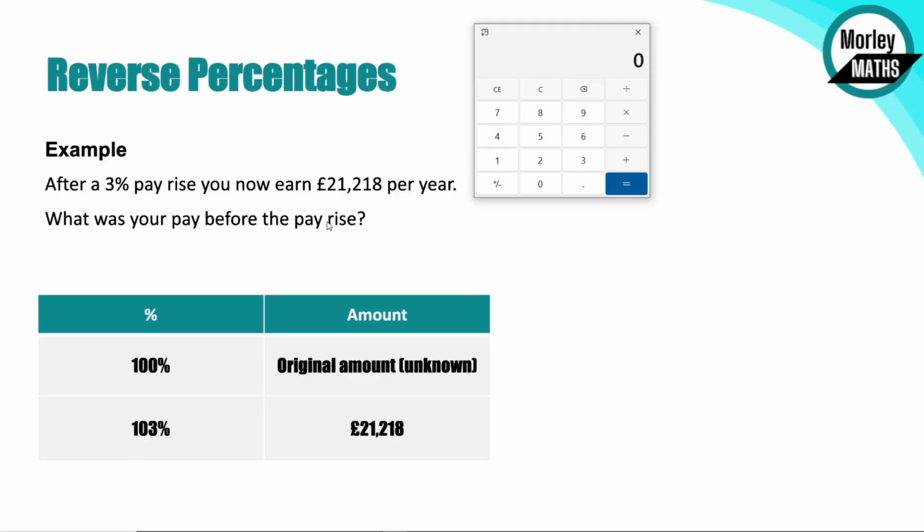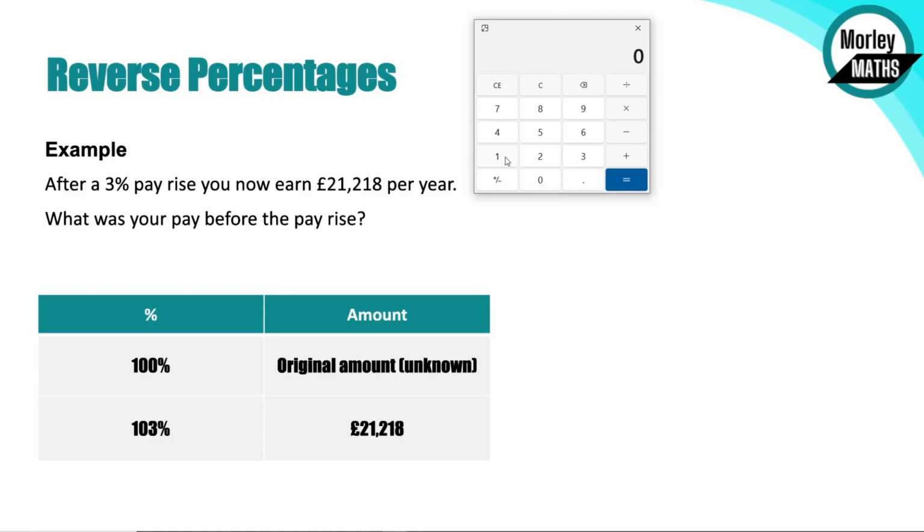Looking at this next question, we've actually gone up by a particular percentage. It says after a 3% pay rise, you now earn £21,218 per year. What was your pay before the pay rise? So we've got to find out how much you earned before you had your pay rise. With this one, it's always thinking about your original value being 100%, and then it's either plus or minus whatever the percentage is it's gone up by or is on offer for.